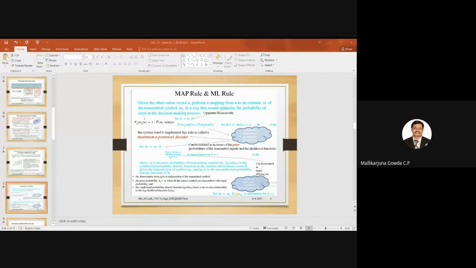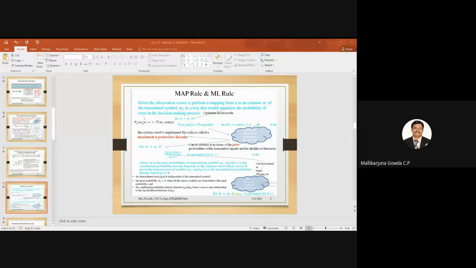If I use a system to implement this rule, it is known as the maximum a posteriori decoder. So what is the MAP rule? The maximum a posteriori probability rule is: I need to set m cap equal to mi if P of mi sent and x received is greater than or equal to P of mk sent and x received, for all values of k not equal to i. That is the maximum a posteriori probability rule.